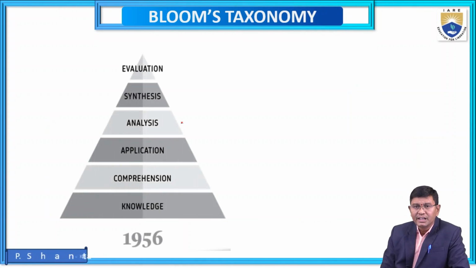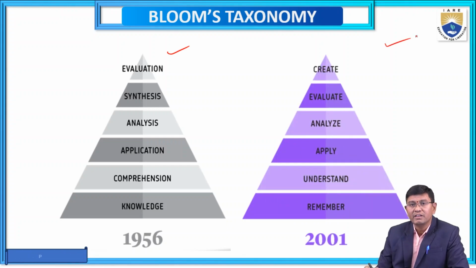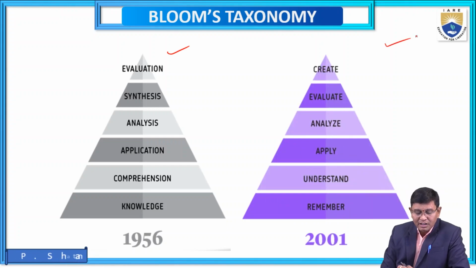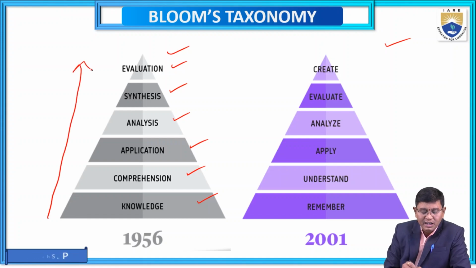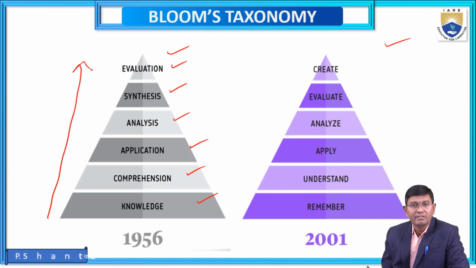Previously, in 1956, and also from 2001 onwards, in 1956 the structure was divided into levels like evaluation, synthesis, analysis, application, comprehension, and also the knowledge level. These go from the basic knowledge level up to evaluation at the time of 1956.